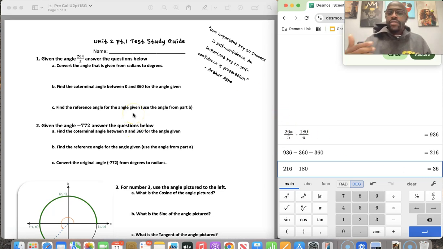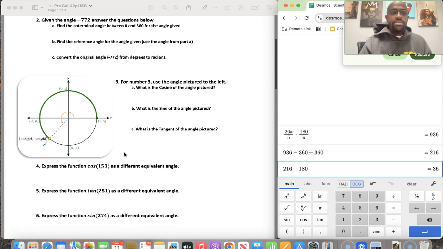As a reminder, if you're trying to find the reference angle, if the angle's in quadrant 1, the angle is the reference angle. If it's in quadrant 2, you will take 180 minus the angle to get the reference angle. If it's in quadrant 3, like we just did, it is the angle minus 180. And if it's in quadrant 4, you will take 360 minus the angle. Remember, the reference angle is the distance away from the x-axis.